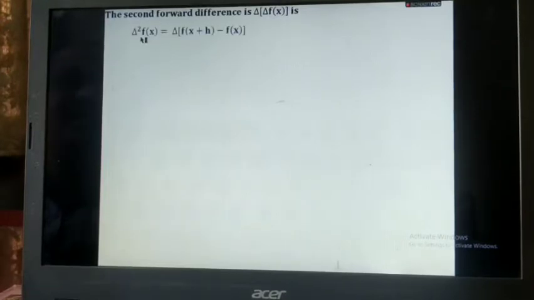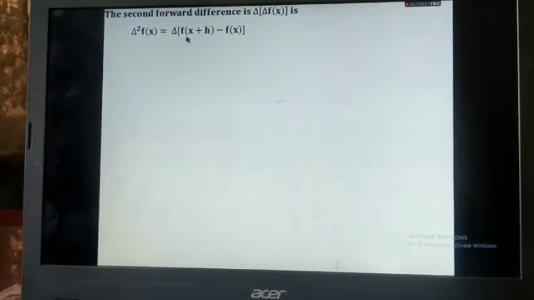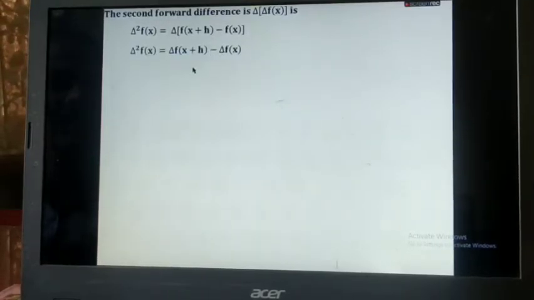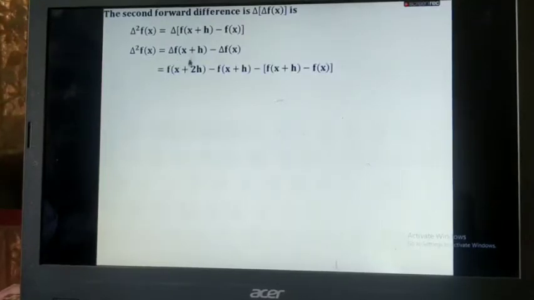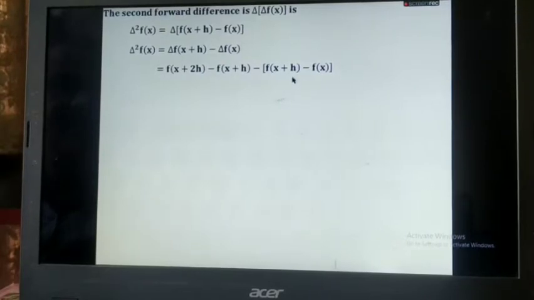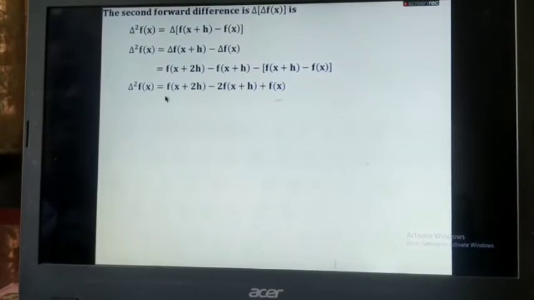Next, to define the second forward differences, that is delta square f of x, or you can say delta of delta f of x. So delta square f of x is delta applied to delta f of x, where delta f of x is already f of x plus h minus f of x. We get delta f of x plus h minus delta f of x. So already we have the definition of delta f of x plus h, f of x plus 2h minus f of x plus h. Keep this minus as it is, and then delta f of x is f of x plus h minus f of x.